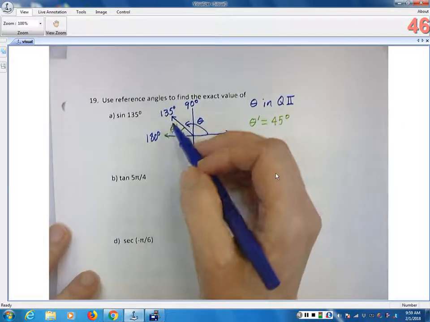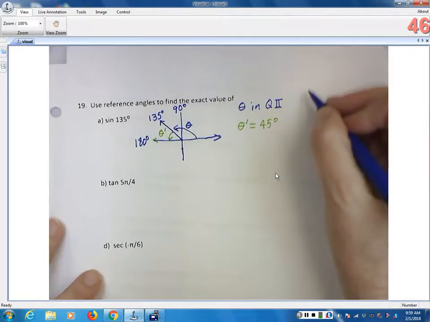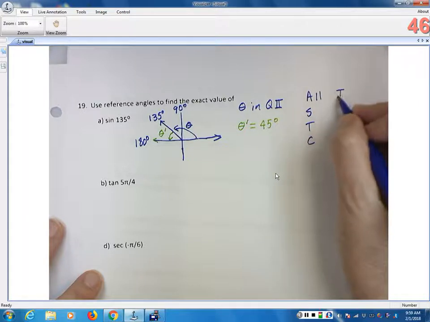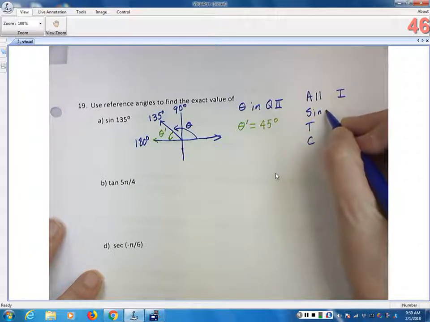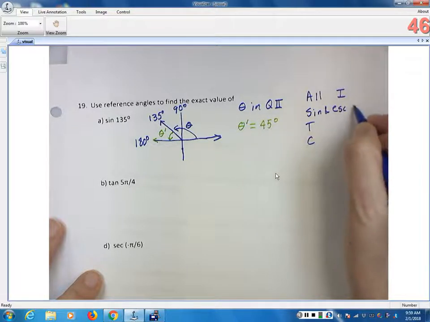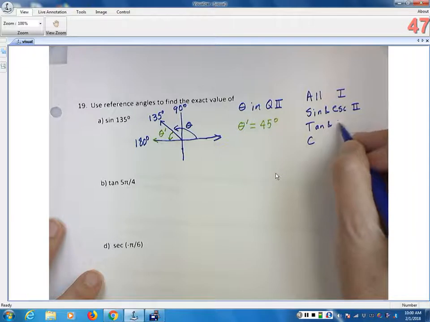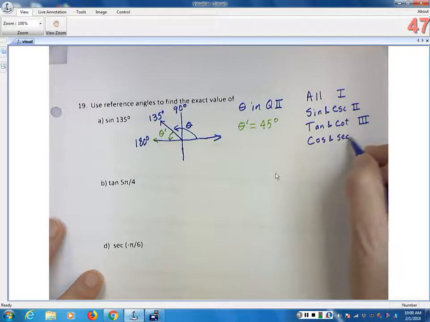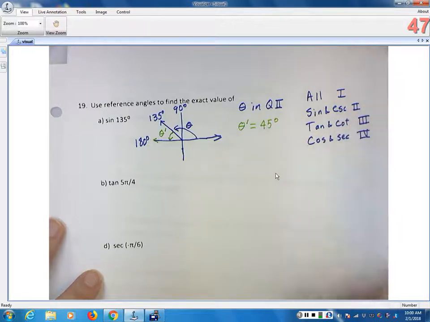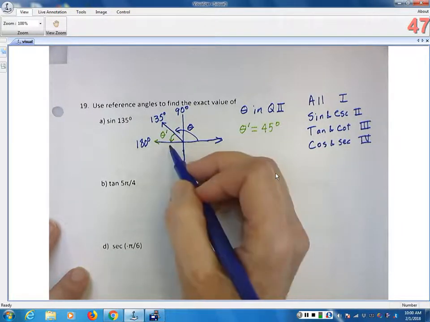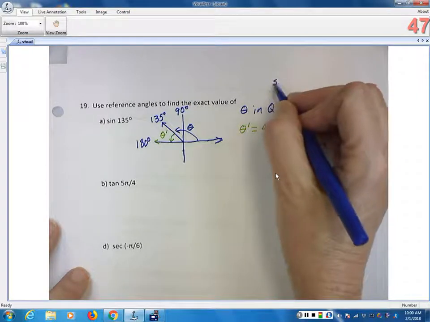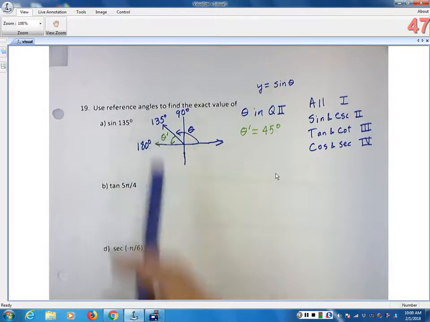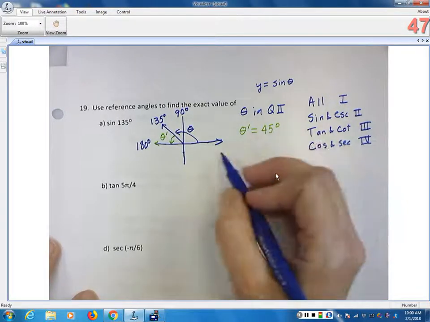So in the second quadrant, sine is positive. All Students Take Calculus, or rather, a smart trig class: all are positive in the first quadrant; sine and 1 over sine, cosecant, in the second; tangent and cotangent in the third; and cosine and 1 over it, secant, in the fourth. That's how you can remember it. Or you can think of the unit circle, where y equals sine of theta. The y value in the second quadrant is positive, so sine is positive in the second quadrant.